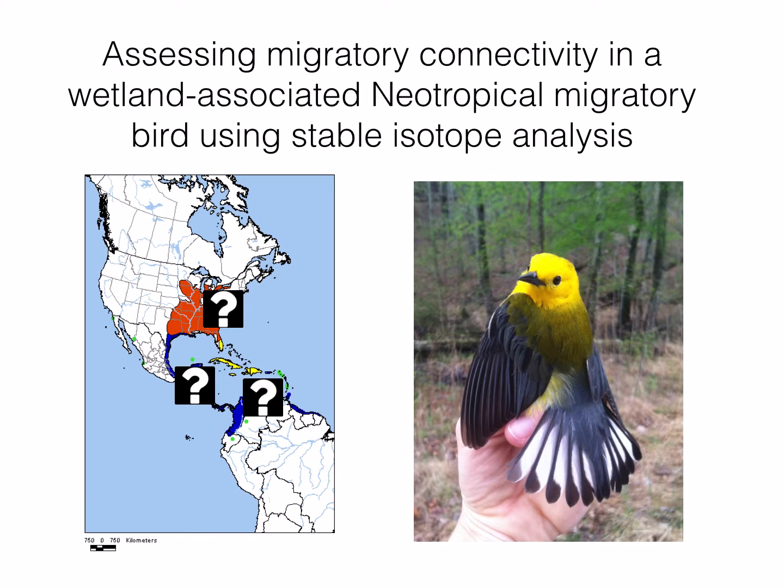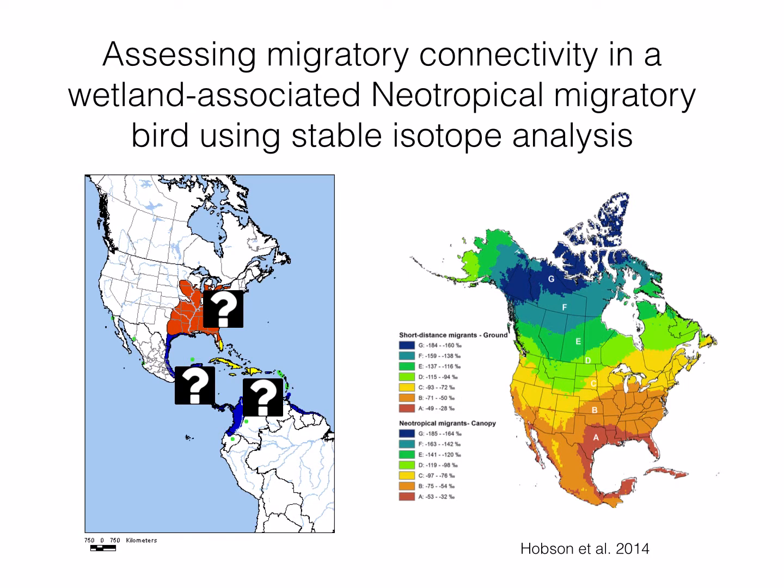One method of performing a connectivity assessment is to use stable isotope analysis. This technique relies on predictable natural variation across landscapes in ratios of isotopes, which are incorporated into animal tissue through diet. Hydrogen isotopes are commonly used in connectivity assessments because they vary latitudinally. As you can see in this figure, hydrogen values are more positive in the southeastern U.S. and trend more negative as you increase in latitude.